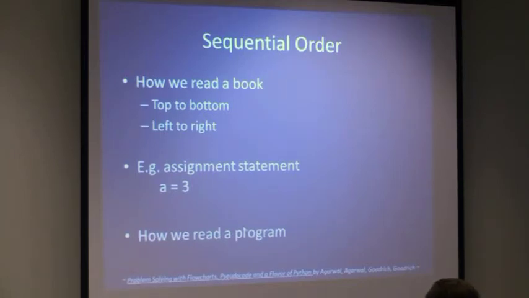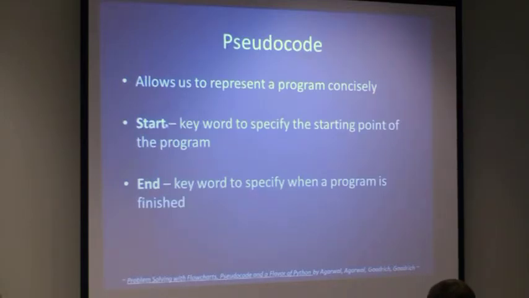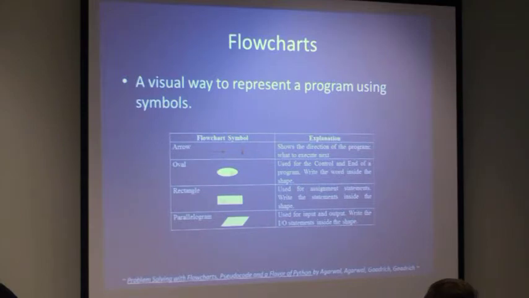We always read programs, I've given you so many examples already, top to bottom, left to right. Pseudocode is how we write an algorithm. Now that's not the only way. You can use flowcharts also. Pseudocode has start at the top and end at the bottom, just to indicate the boundary of the algorithm. We'll see some examples, I hope, in a few minutes. So I'm skipping the details right now.